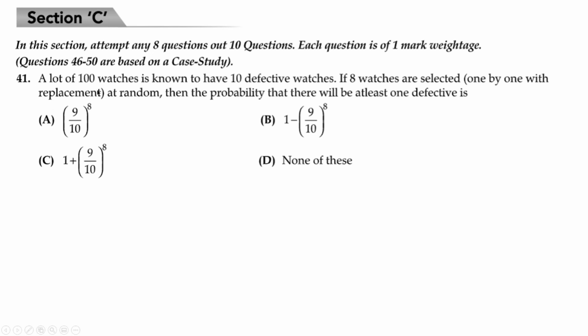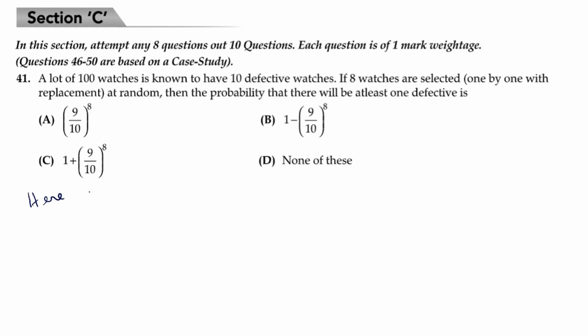41st question: a lot of 100 watches is known to have 10 defective watches. If 8 watches are selected one by one with replacement at random, then the probability that there will be at least one defective is. So here a lot of 100 watches is known to have 10 defective watches, and 8 watches are selected one by one with replacement at random. So here we can see that it is a binomial distribution. We need to find the probability that there will be at least one defective.